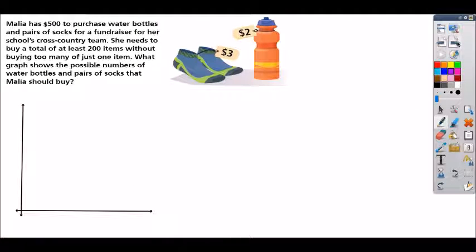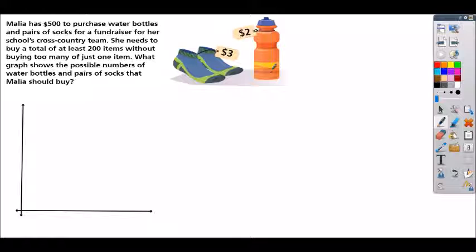Alright, so let's see where this is useful in purchasing. So I can purchase socks, I can purchase water bottles, and I have a budget for each of them, but what's my budget when I put both of them together? So Malaya has $500 to purchase water bottles and a pair of socks for a fundraiser for her school's cross-country team. She needs to buy a total of 200 items without buying too many items of just one. So she doesn't want to waste money and needs to buy for all 200 people. What graph shows the possible number of water bottles to pairs of socks that Malaya should buy?